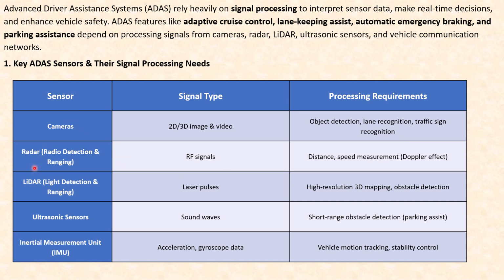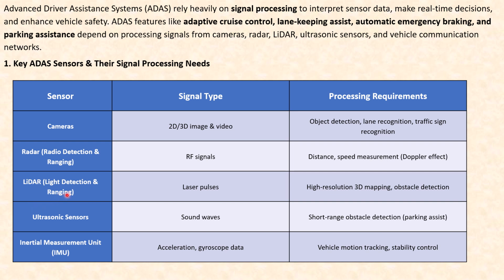Now, next comes radar, radio detection and ranging. What is the signal type? It is RF signals. RF signal means radio frequency signals. Now, what are the main processing requirements? It is the distance, the speed measurement, and also the gap measurement, and also the depth measurement to some extent. Especially speed measurement, which is measured with the help of the Doppler effect.